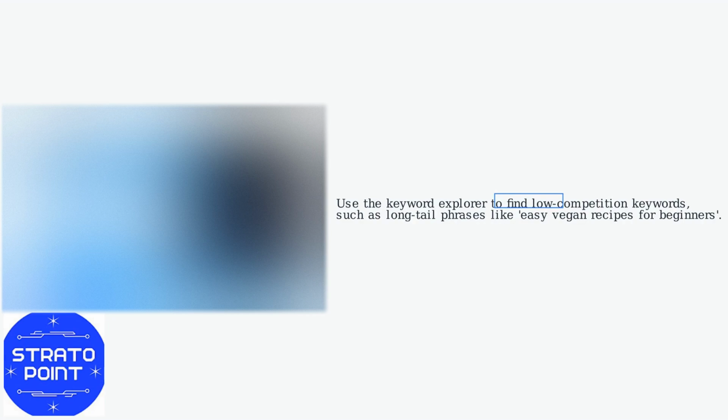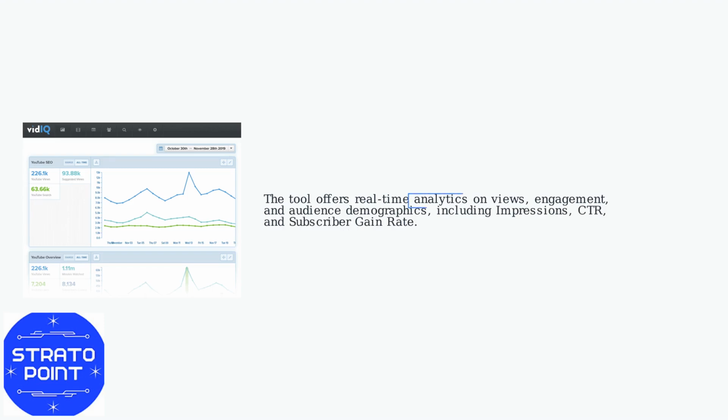Use the Keyword Explorer to find low-competition keywords, such as long-tail phrases like easy vegan recipes for beginners. Optimize titles by including primary keywords in the first 25 words for better click-through rates. The tool offers real-time analytics on views, engagement, and audience demographics, including impressions, CTR, and subscriber gain rate.